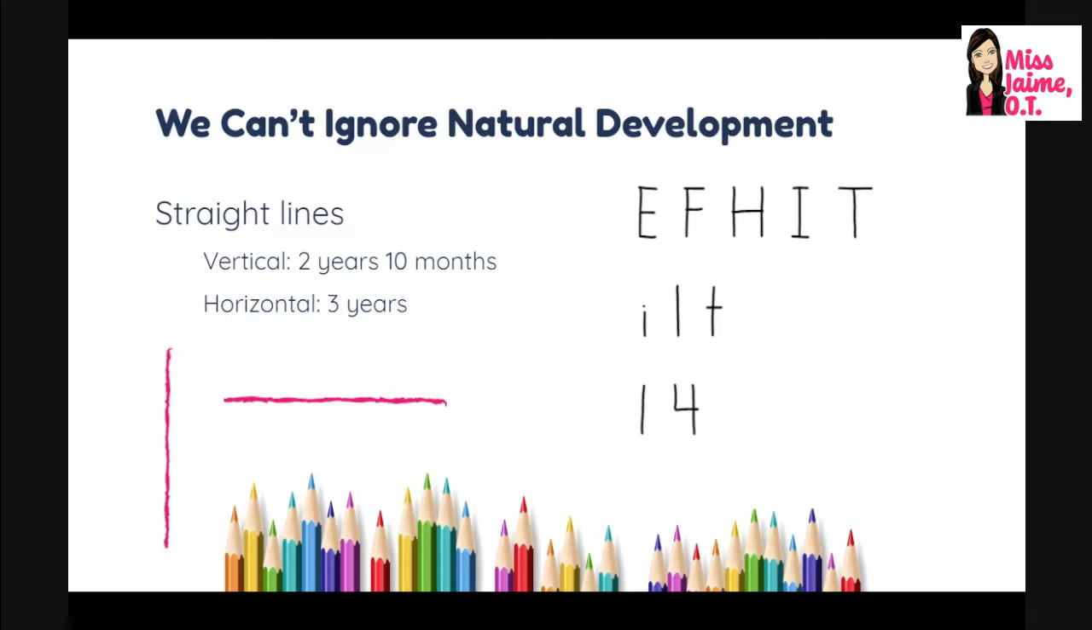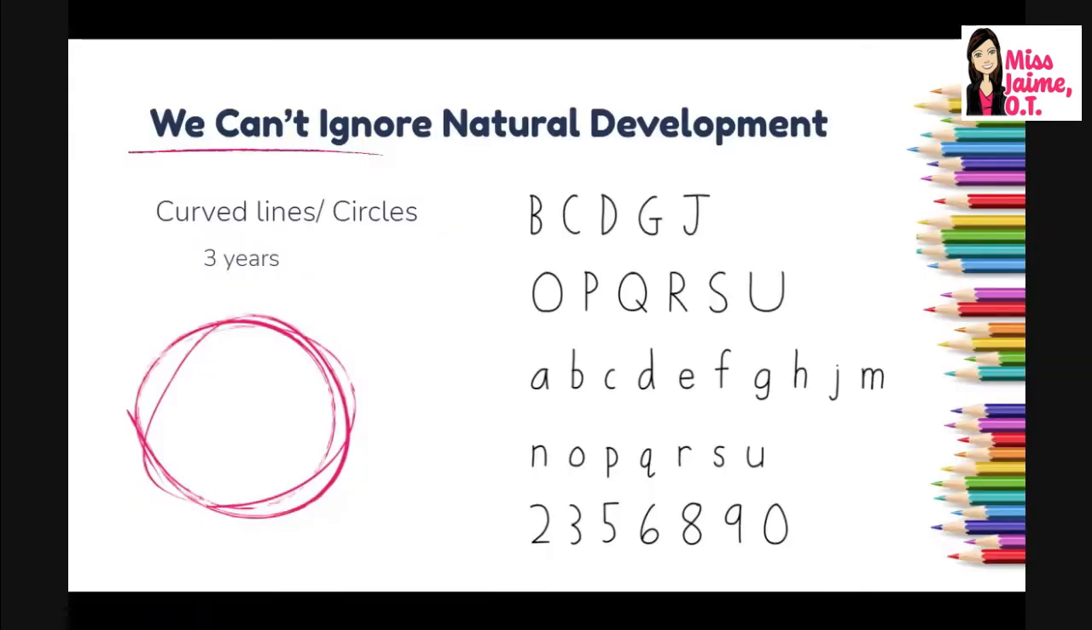So if our kids developmentally are only ready to be making a straight line, we've got to be really careful that we're not putting their name in front of them and asking them to write their name. They're just not physically capable. So we shouldn't be expecting it.